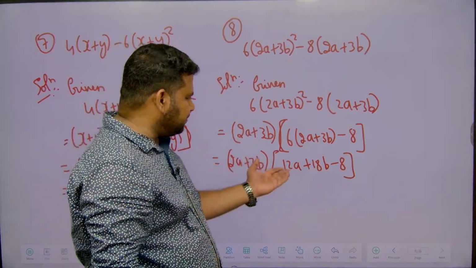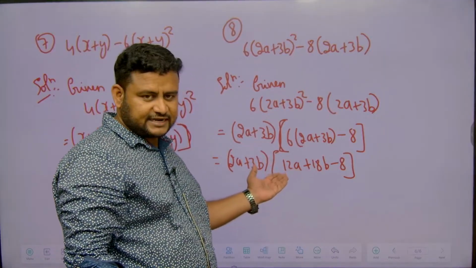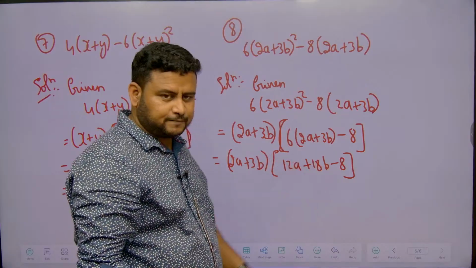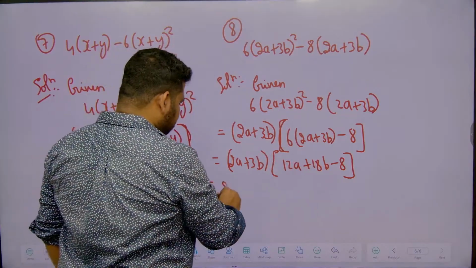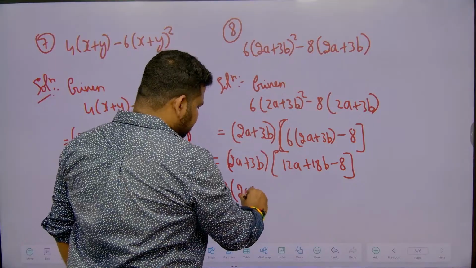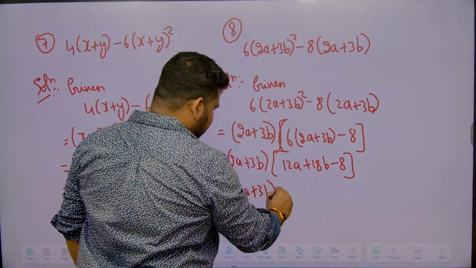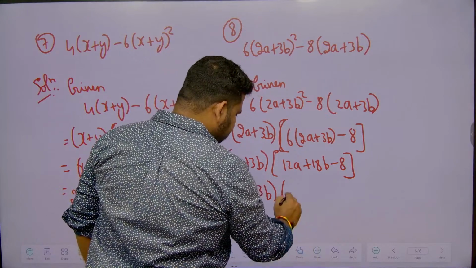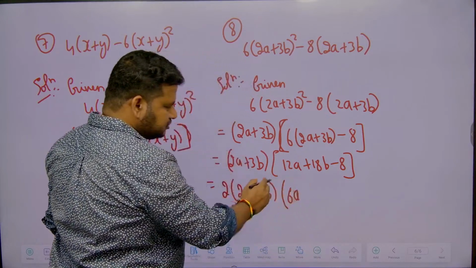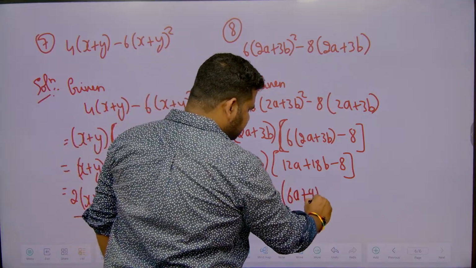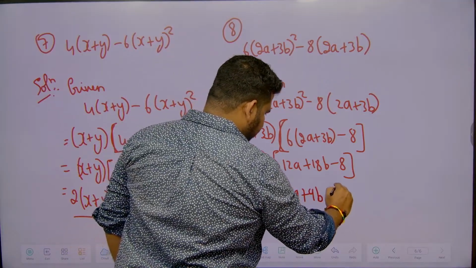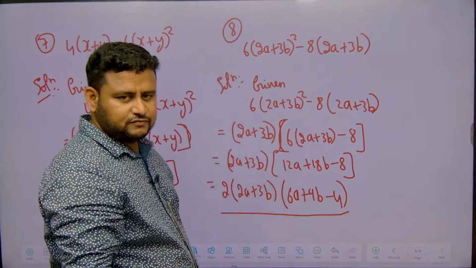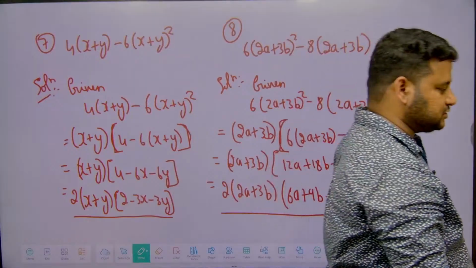Now, can I take anything common here? Yes, I can take 2 common, no? If I take 2 common, this will become 6a plus 9b minus 4. If I take 2 outside, this will become 2 times (2a plus 3b). I have taken 2 common, so this will become 6a, this will become 9b, minus 4. So, this is what we will be having. Understood? Everywhere you have to take common wherever possible. That is it.